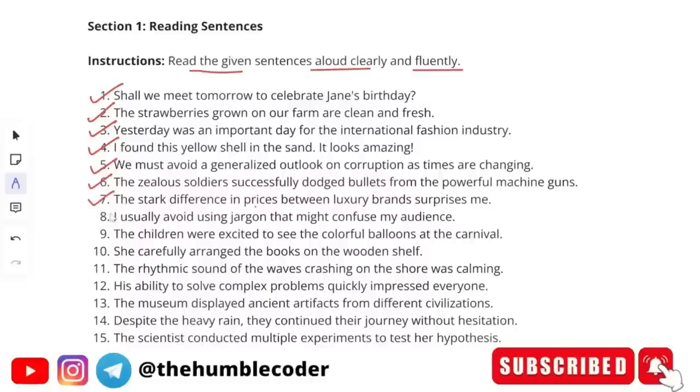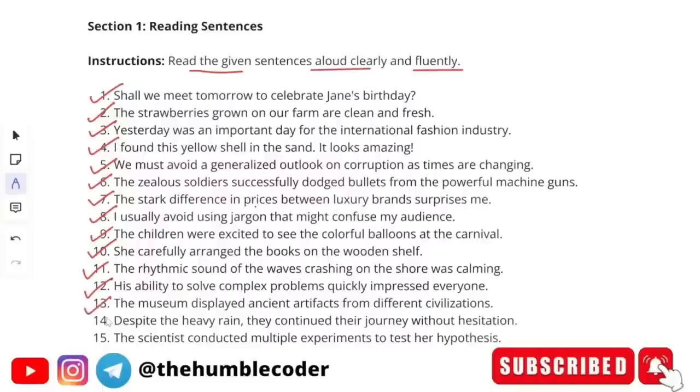Seventh sentence, the stark difference in prices between luxury brands surprises me. Eighth, I usually avoid using jargon that might confuse my audience. Ninth, the children were excited to see the colorful balloons at the carnival. Tenth, she carefully arranged the books on the wooden shelf. Eleventh, the rhythmic sound of the waves crashing on the shore was calming. Twelfth, his ability to solve complex problems quickly impressed everyone.